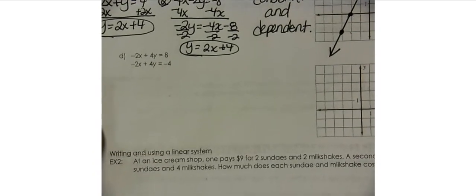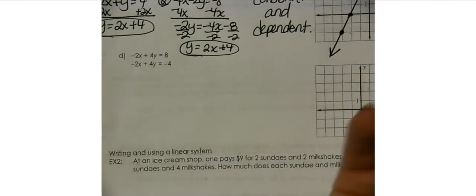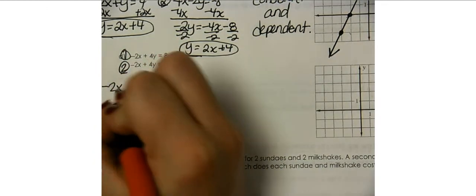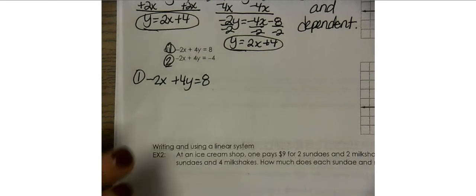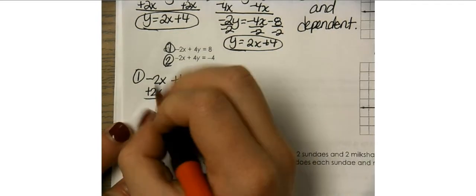For letter D, we're going to solve the system. So I'm going to solve the system, and I'm going to label each equation 1 and 2. And I'm going to write -2x plus 4y is equal to 8. And I'm going to solve for y again. Like I said, you have your choice. You can either solve for y or you can work with the intercepts. I'm going to add 2x to each term, and I end up with 4y is equal to 2x plus 8. I'm going to divide every single term by 4, and I end up with y is equal to 1/2 x plus 2.